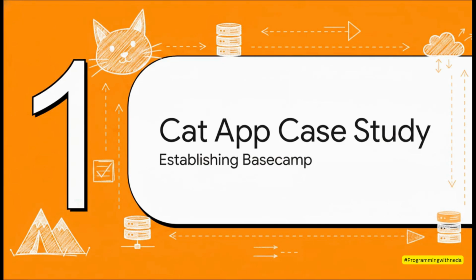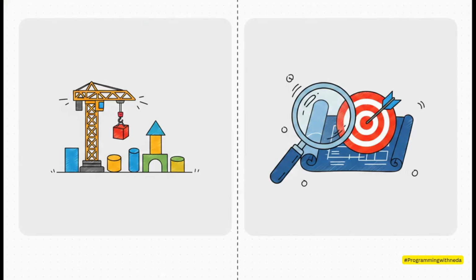All right, Section 1, the cat app case study. This is where we establish the base camp for all our data. The very first thing we have to nail down is how we're partitioning our data. This is absolutely crucial because it forms the secure foundation for testing literally any idea we have. Now, back before the massive big data boom, the golden rule was to just grab your dataset, do a random 70-30 split, and call it a day.